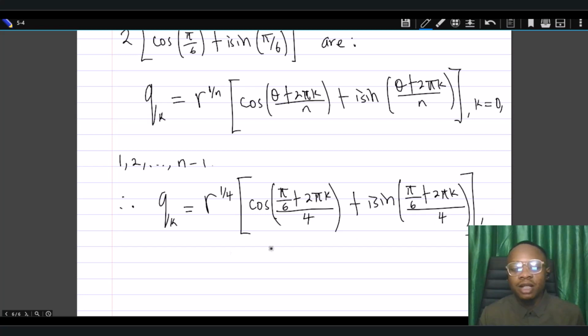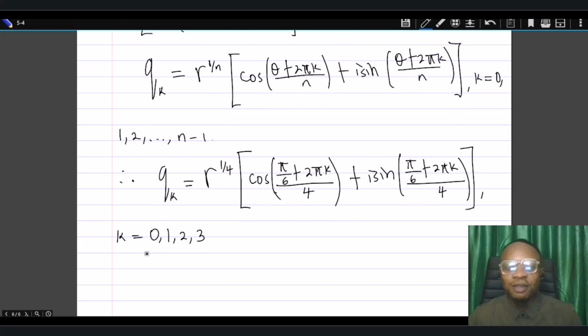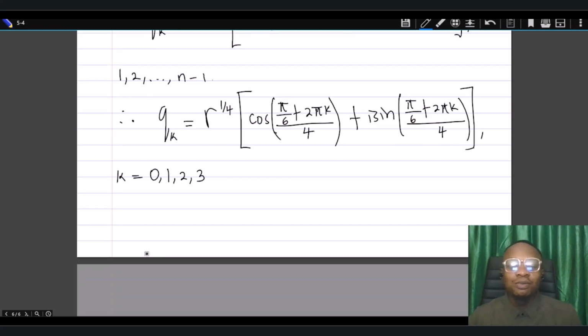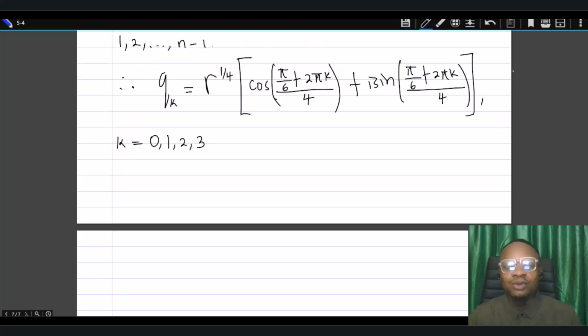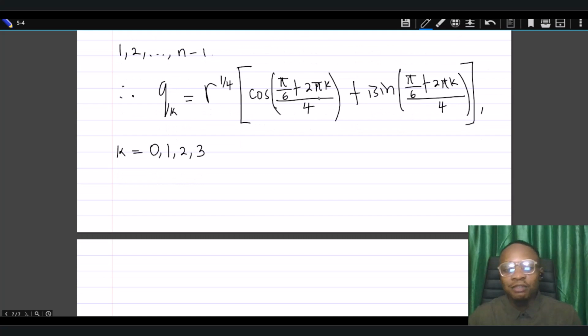Of course, we know that k should go from, in this case, 0 to n minus 1, which will be 0, 1, 2, and 3. So this will give us all the four results, all the four fourth roots of the given complex number. Okay, so with this we are good to go. We just use the values of k from 0 to 1 to 2 to 3, and we get all of the fourth roots of the given complex number.